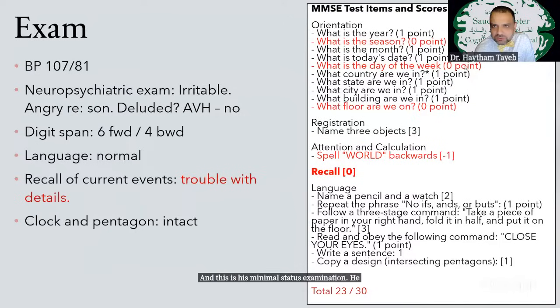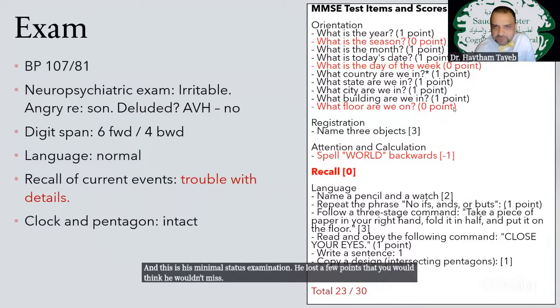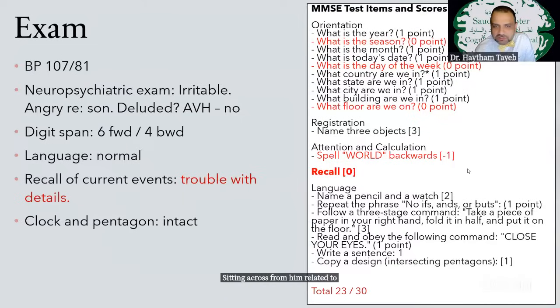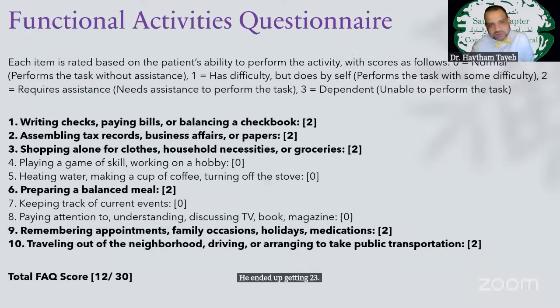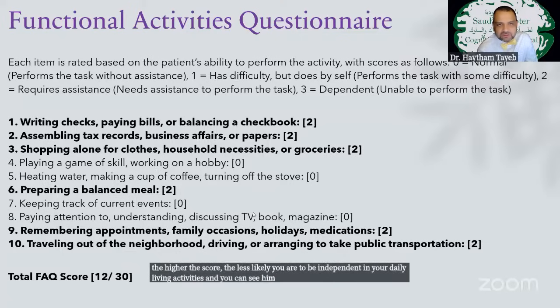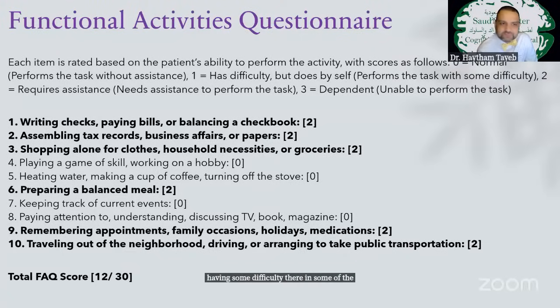He lost a few points that you would think he wouldn't miss sitting across from him, related to orientation and where we are, and obviously he lost all of the recall words, and he ended up getting 23. I use the functional activities questionnaire to gauge daily living activities. The higher the score, the less likely you are to be independent in your daily living activities. And you can see him having some difficulty in some of the complex tasks related to finances and independent shopping and some of his appointments and so on and so forth, certainly in the mild range.